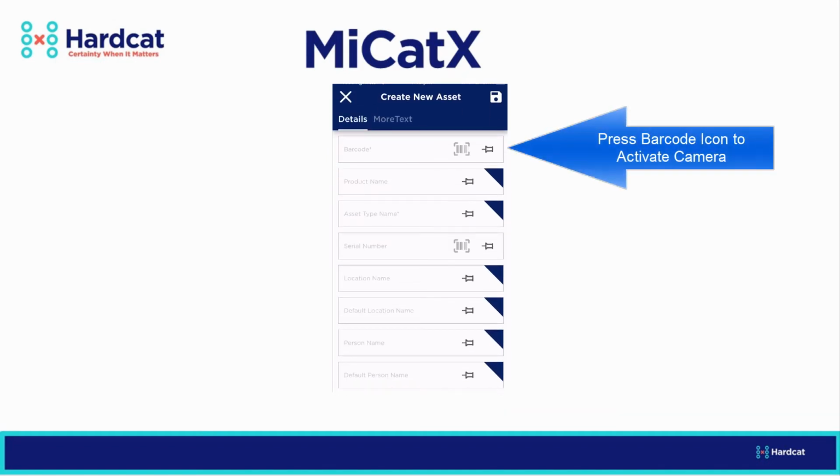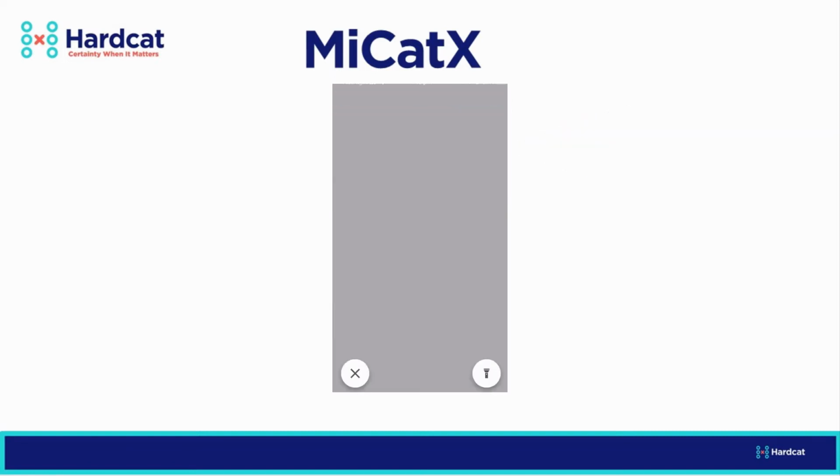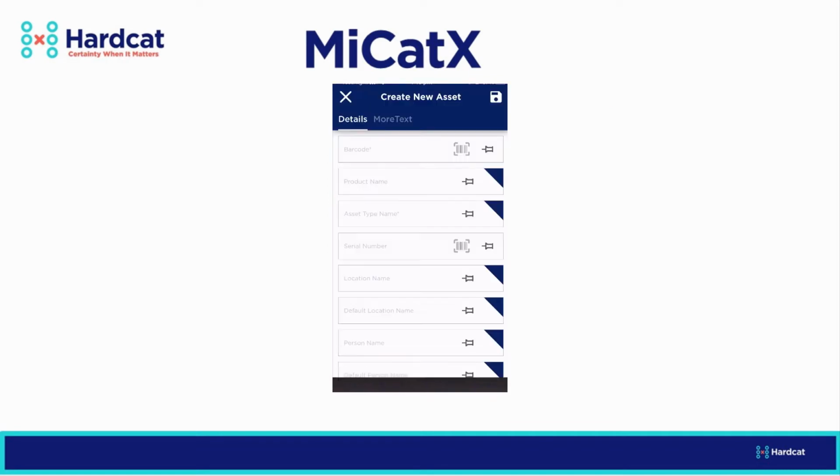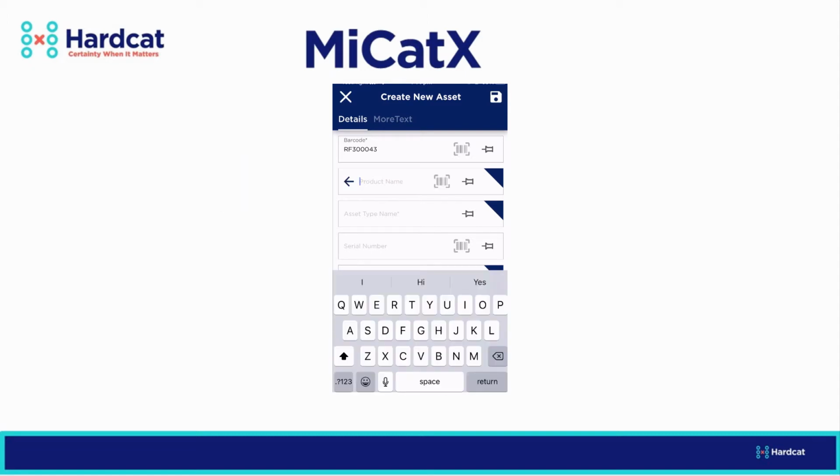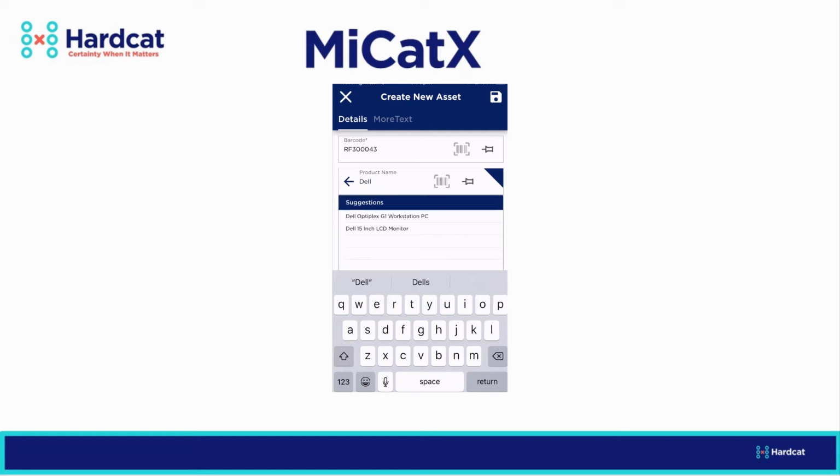From here, we can capture new assets. We can use the camera functionality to scan an asset barcode. We can select our product. We can select our product in one of two ways, either by clicking the product name field and typing in the product name that we are capturing. And then the system will provide suggestions based around what we have typed in.